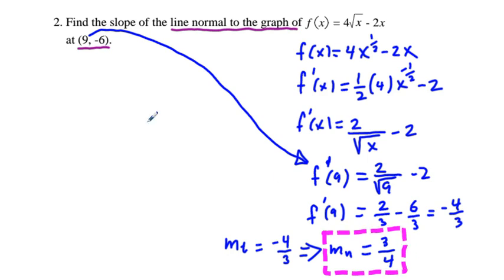And then if we've been asked to, or if we want to, we could use this slope of the normal line of 3/4 and create an equation of a normal line with y minus y1 equals m times x minus x1. Okay, we could have done that, but we won't.